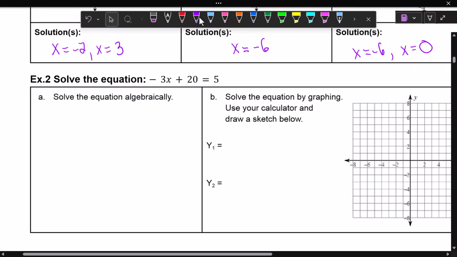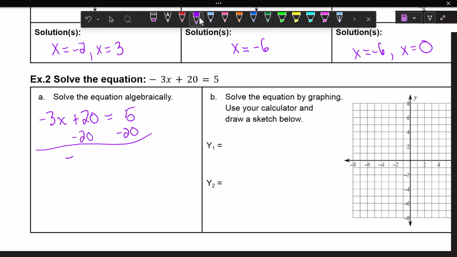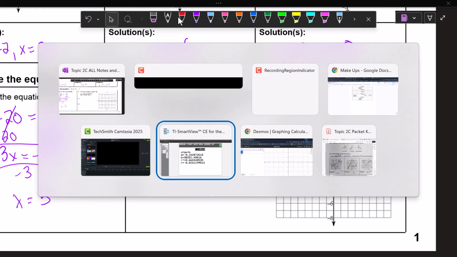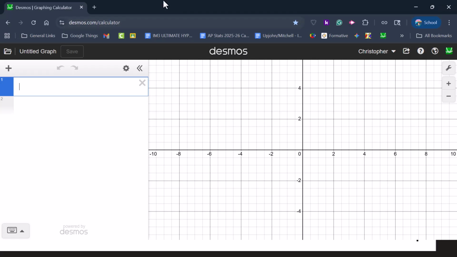All right. So let's solve this equation, -3x plus 20 equals 5, algebraically. So just like what we always do, get the variables on one side, get the numbers on the other. So we'll subtract 20 first. The 20s cancel out. We have -3x equals -15. Divide by -3, and x equals 5. Well, we're going to do the same thing, but we're going to do it graphically, and we're going to use our good friend Desmos.